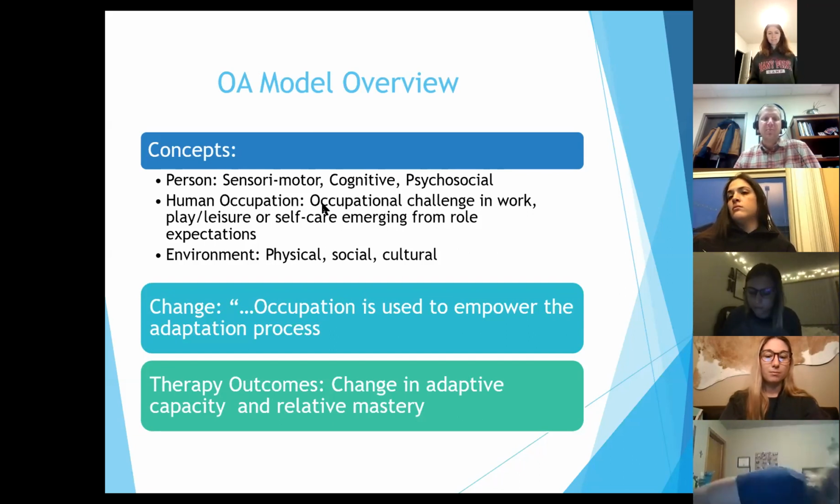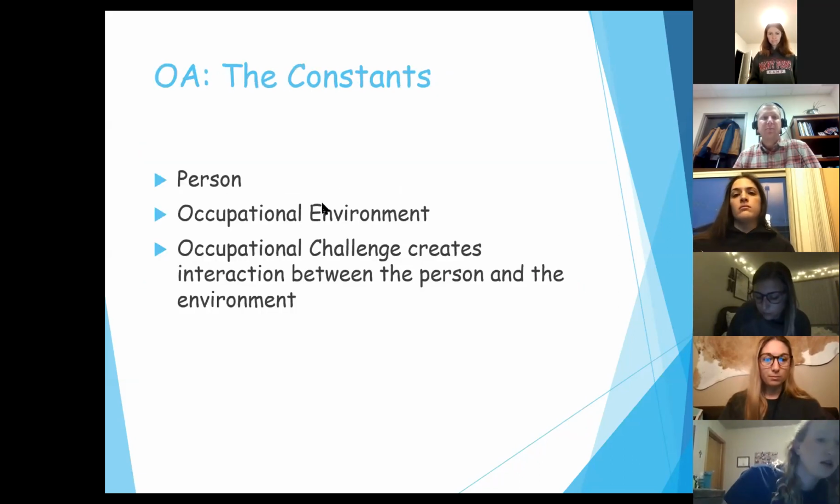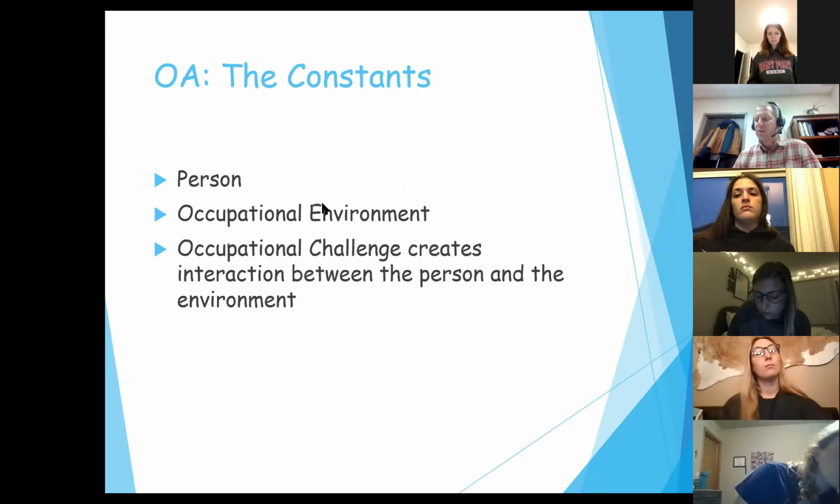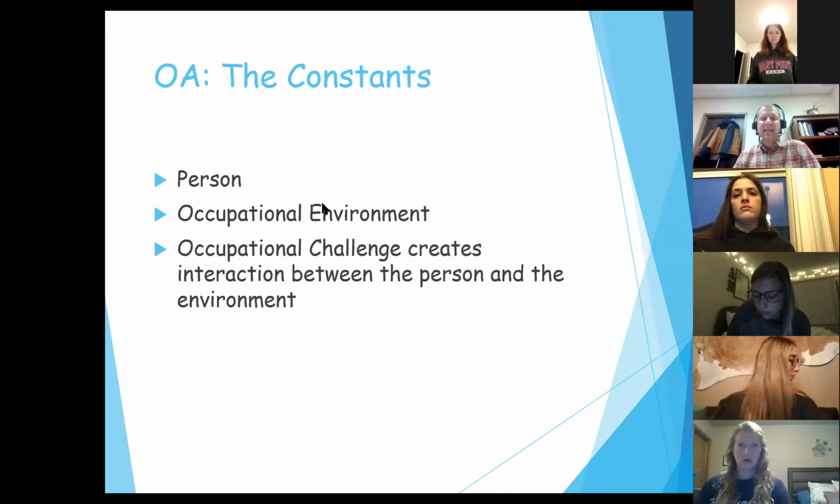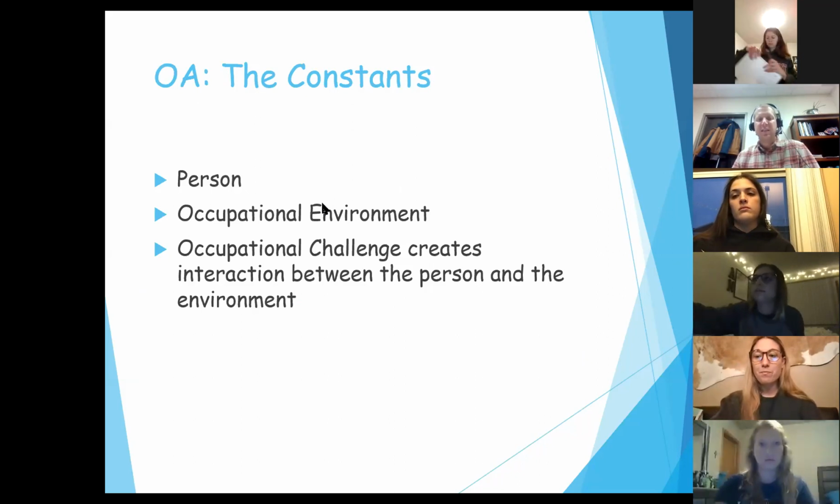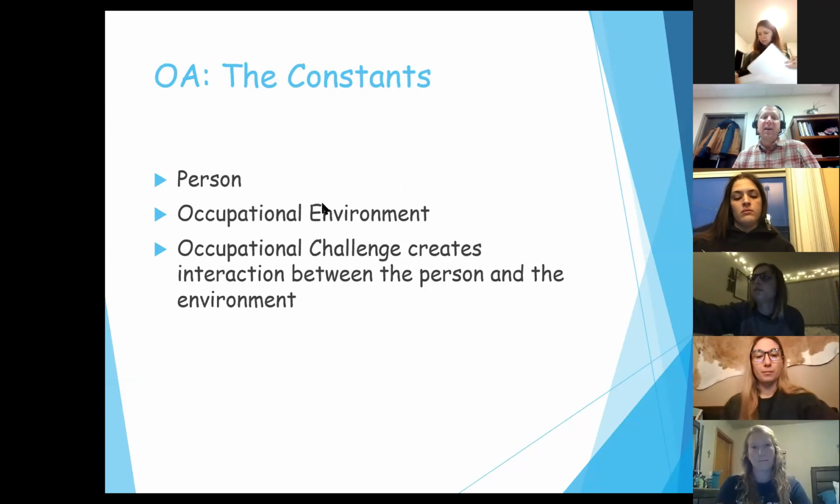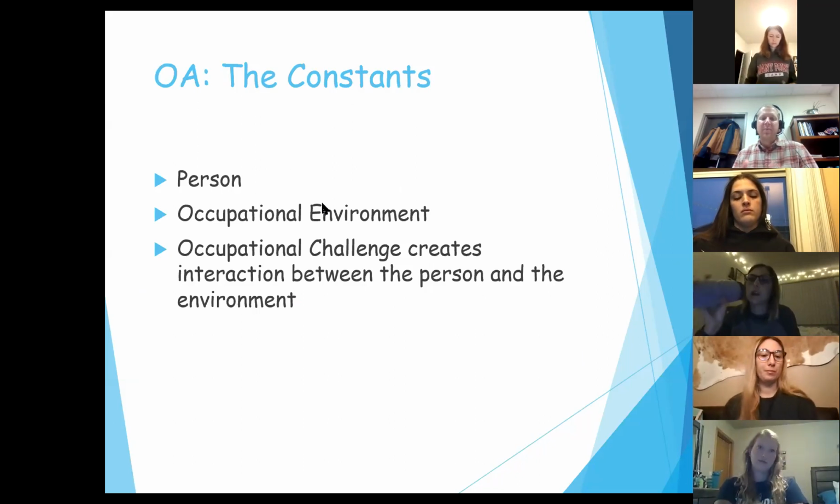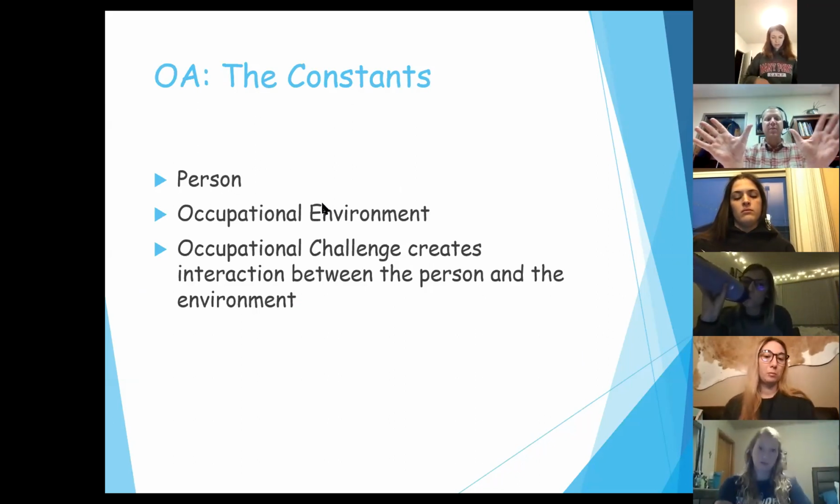So some key terms: adaptive capacity and relative mastery. As you saw in the previous slide, the constants that stay the same: we have person on one side, we have an occupational environment on the other side, and then that occupational challenge is what creates an interaction between the person and the environment.